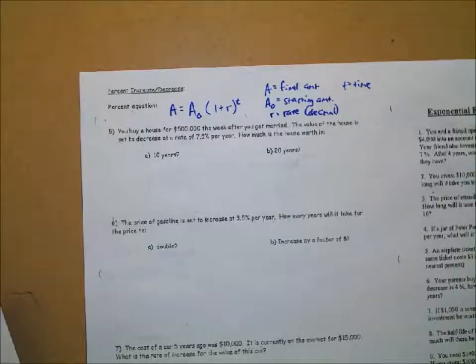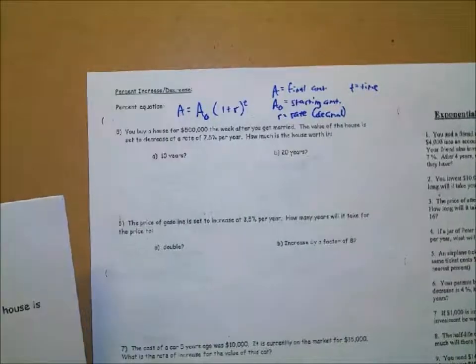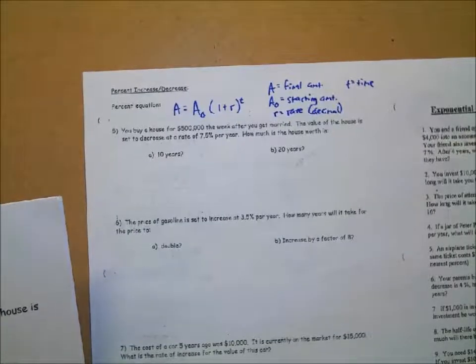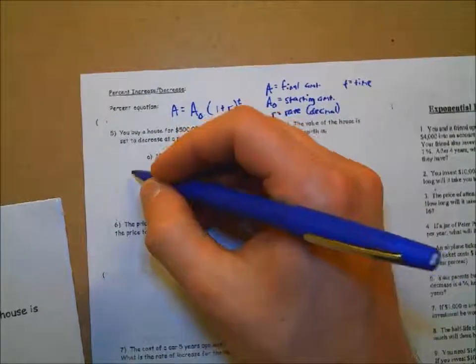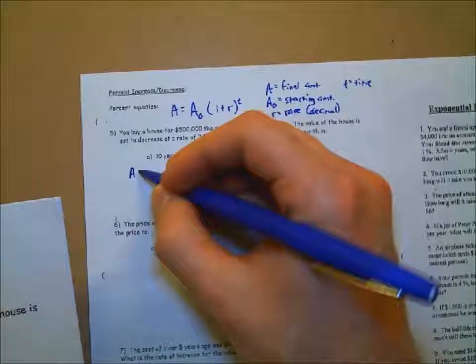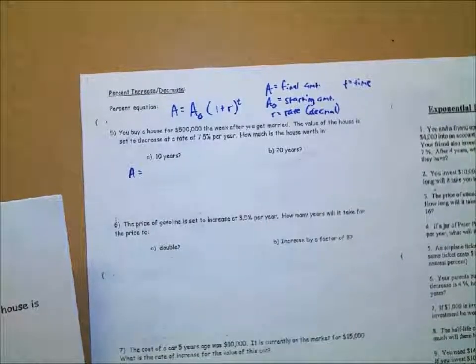Number 5, for example: you buy a house for $500,000 the week after you get married. The value of the house is set to decrease at a rate of 7.5% per year. How much is the house worth in 10 years or 20 years? We'll probably just do the 10-year one, and you'll get the idea from there, okay? So let's get the setup. We're trying to find the final value of the house in 10 years. We're going to be solving for capital A. What is A sub 0 here? What's our initial amount? 500,000.